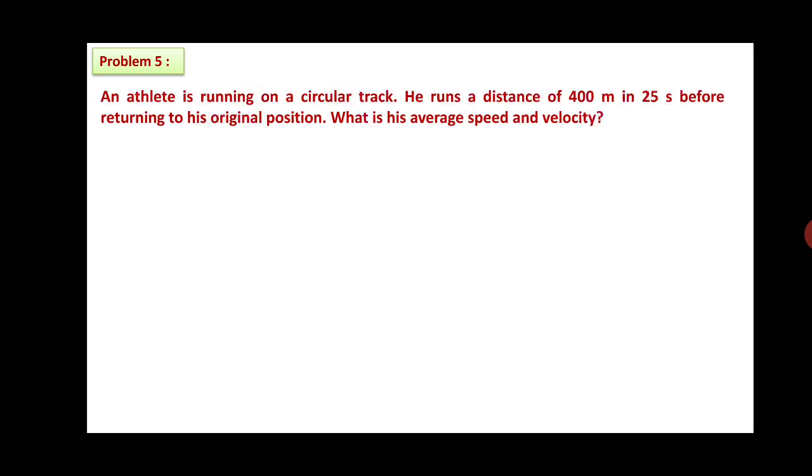An athlete is running on a circular track. He runs a distance of 400 meter in 25 seconds before returning to his original position. What is average speed and velocity?